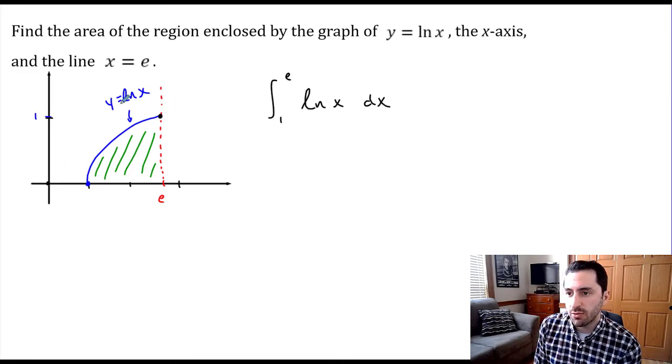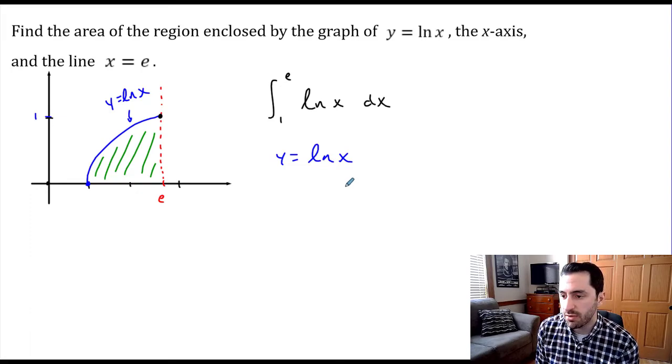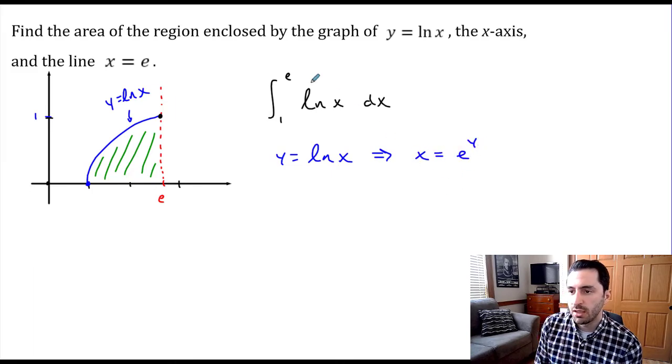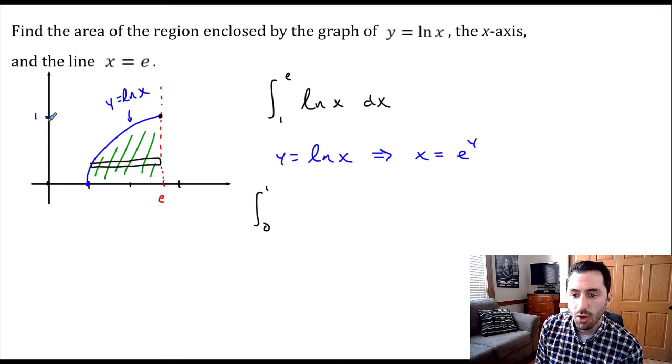But I need to take my second one, y is equal to the natural log of x, and we need to isolate the x so that this is a function in terms of y. We can do that just by rearranging this. So natural log is base e. So this equation is equivalent to x is equal to e to the y power. So now, partitioning along the y-axis, looking at our little horizontal rectangles, we're going to have an integral from 0 to 1. 0 because the x-axis, 1 because that's where these two functions intersect.